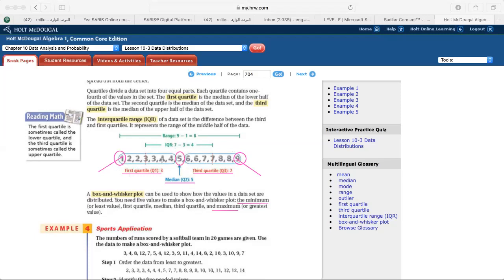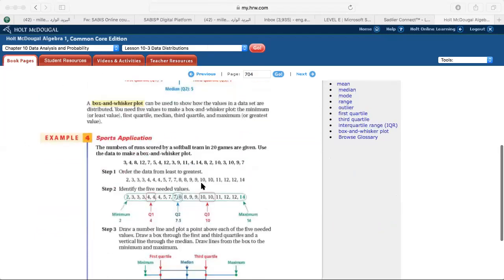And the first quartile, which is the median of the first of this set, and the third quartile, which is the median of this set. Okay, let's solve a problem here so it will be more clear for me. Example 4.